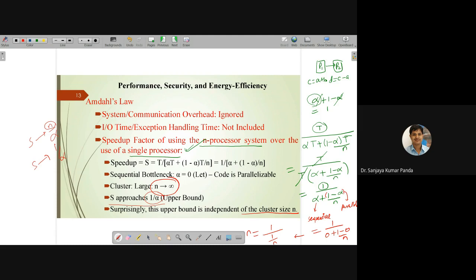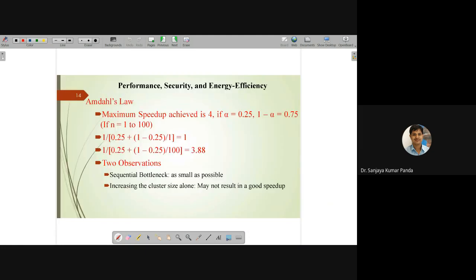Let us take a small calculation to understand these things in a better way. Let's say alpha is equal to 0.25. You have written a program P, and 25% of the code is sequential.